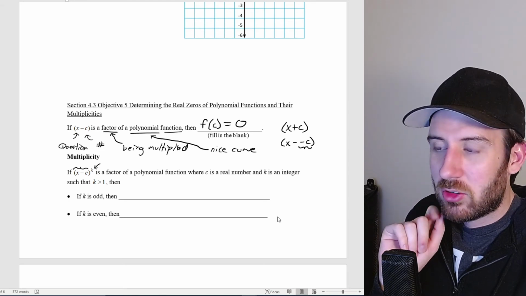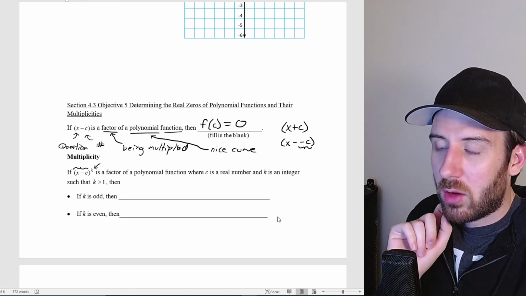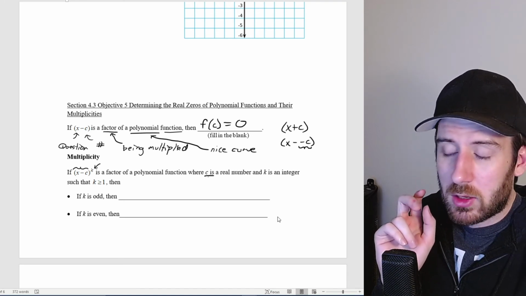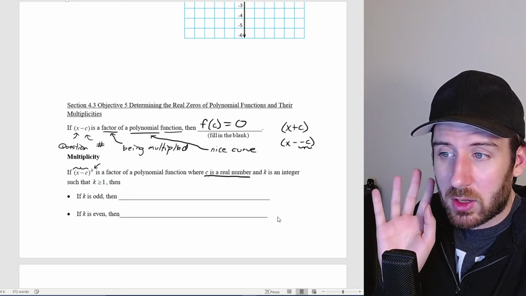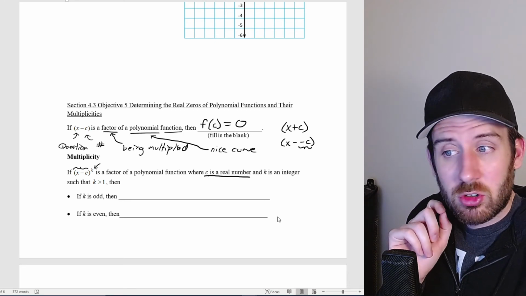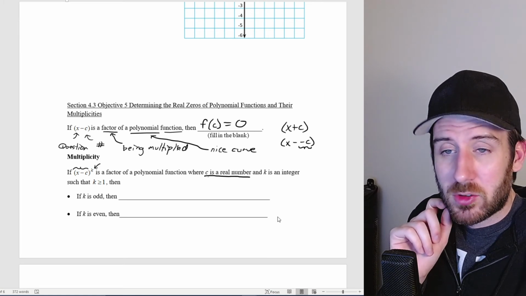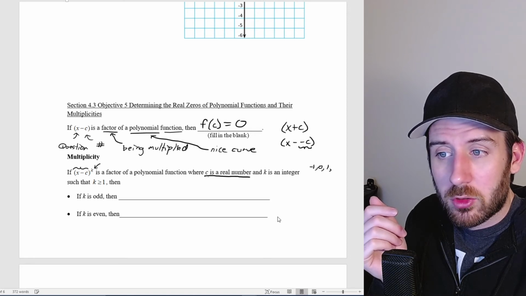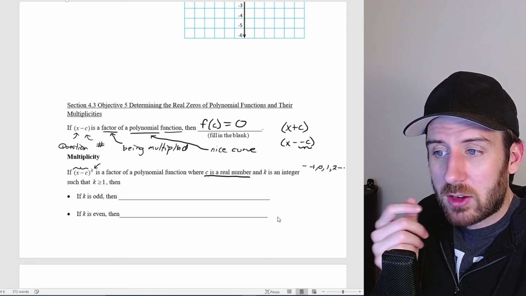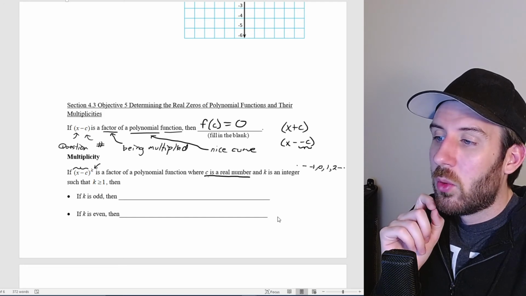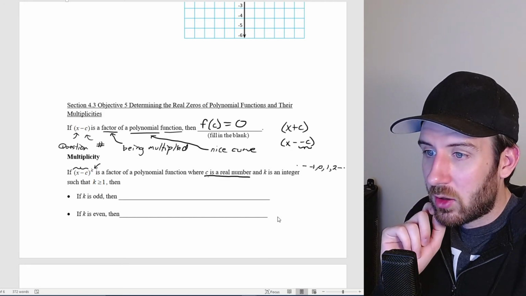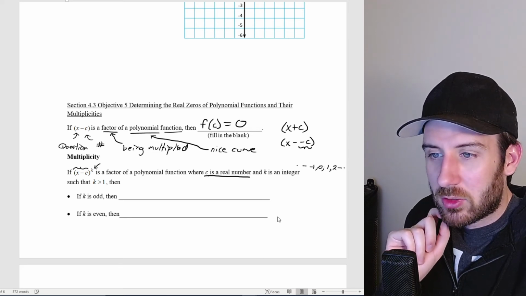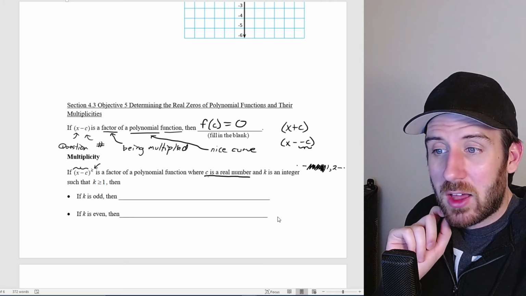All right, so I have x minus c to the k as a factor of a polynomial function, where c is a real number. So real number just means what? I guess it's going to appear somewhere on my coordinate plane. That's good. And k is an integer. Integers, remember, are those positive or negative whole numbers. So those are going to be your negative ones, your zeros, your ones, your twos, etc., in both directions. Okay. Then what? Let's see. Is an integer such that k is greater than or equal to 1? Ooh, greater than or equal to 1. Never mind. So that's not any of the negatives, positive exponents only.